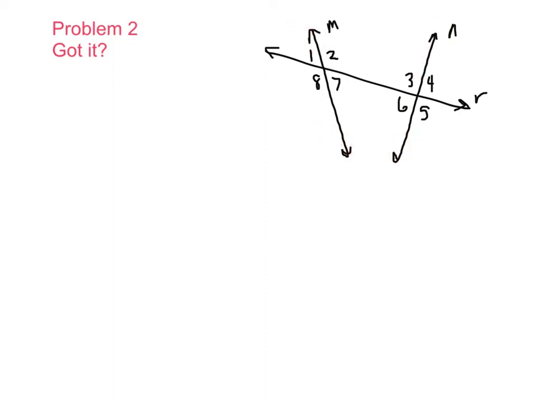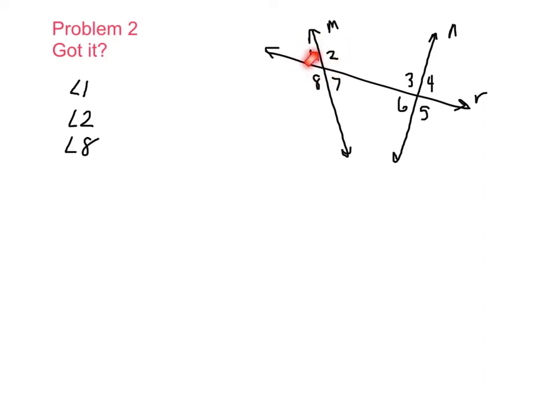We have 2 lines, M and N, that are cut by a transversal R. 8 angles have been formed. Corresponding angles are angles that are in the same position. So we just want to name 3 pairs of corresponding angles. So we could say angle 1, I'm just going to pick angle 1, angle 2, and angle 8 that are all over here on this side.